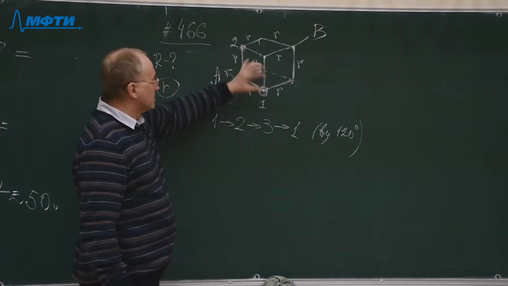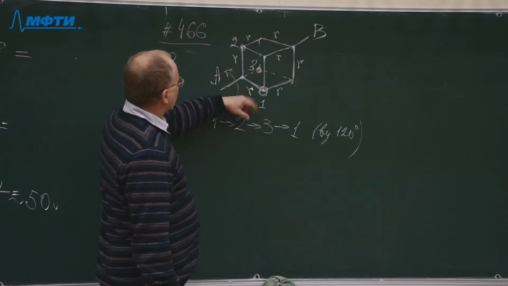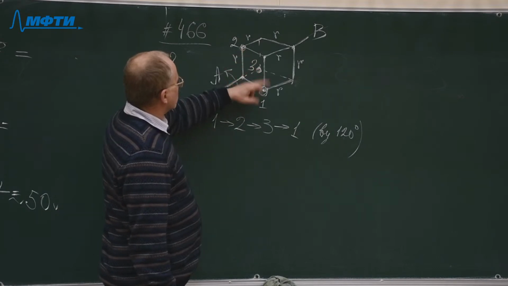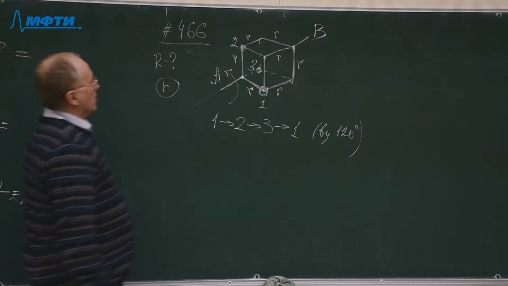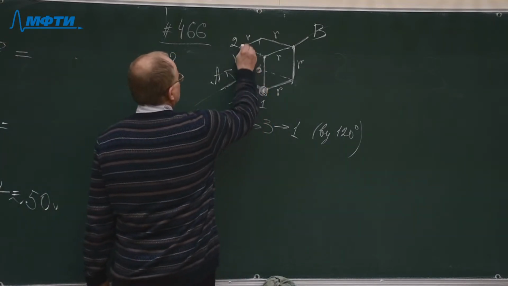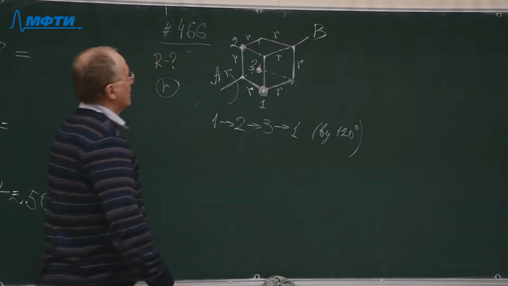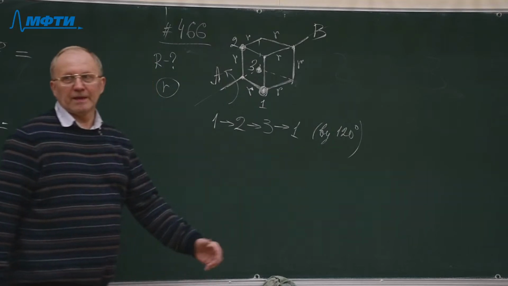The cube will coincide with itself after such a rotation, and so we understand that points 1, 2, and 3 are in absolutely identical positions in the cube, so the electrical potential of these 3 points must be the same because of the symmetry of this figure.